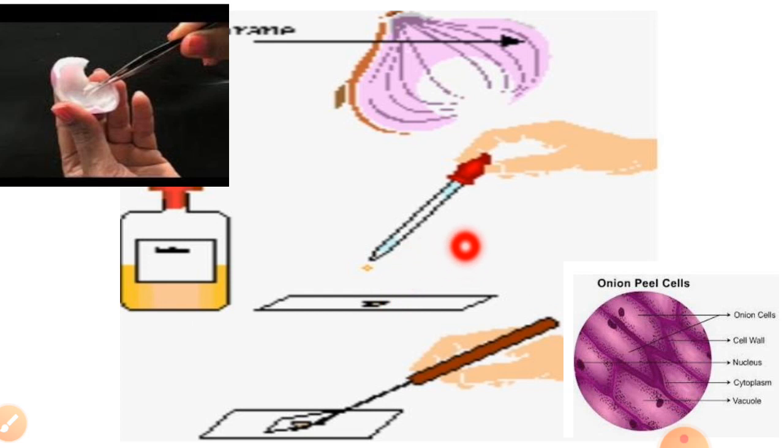Now another method: take another slide with the onion peel stained with safranin solution. This is the safranin solution. Take it with the help of a dropper and put one or two drops on the onion peel, then wash the peel in water, and again put the onion peel on the slide and cover it with the cover slip.